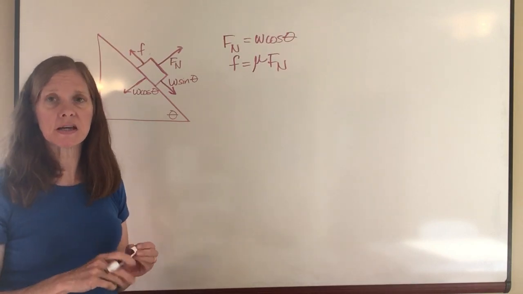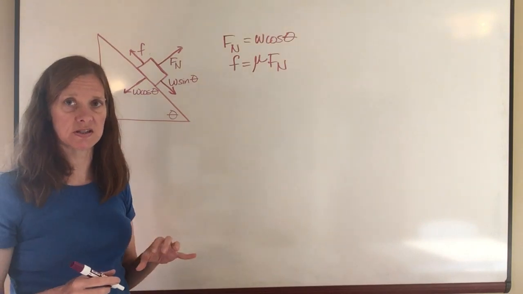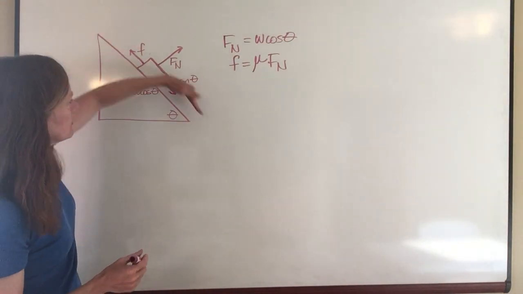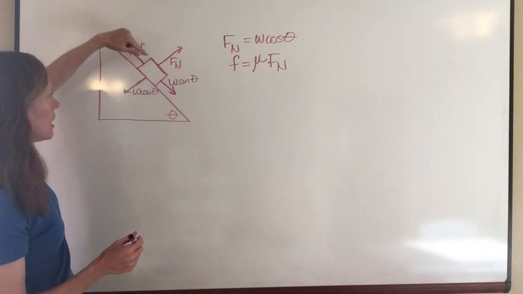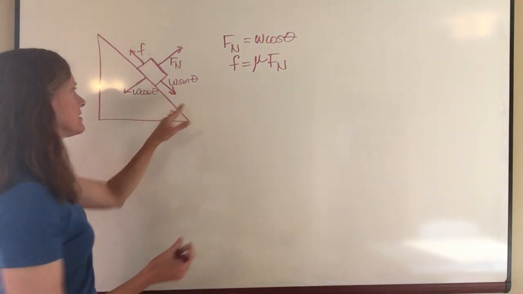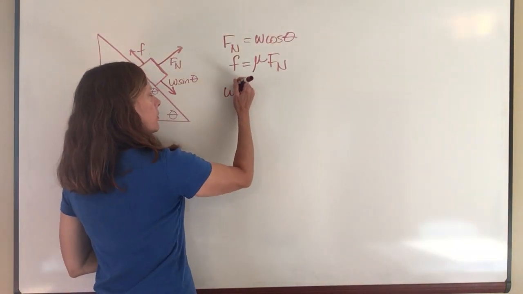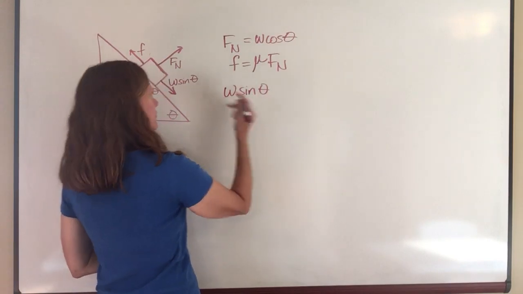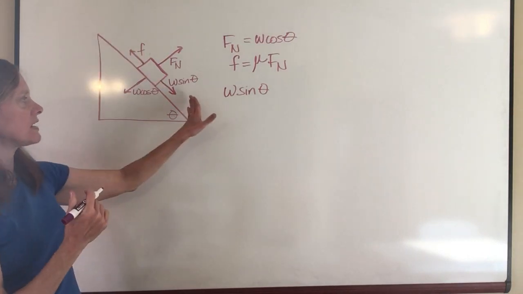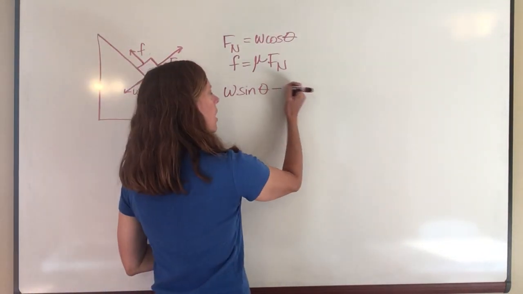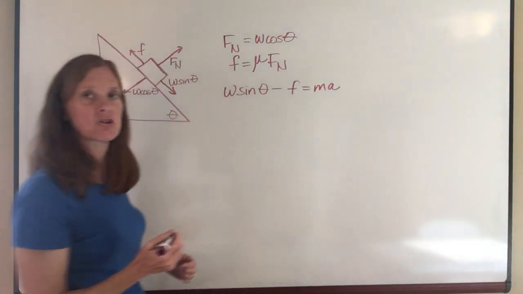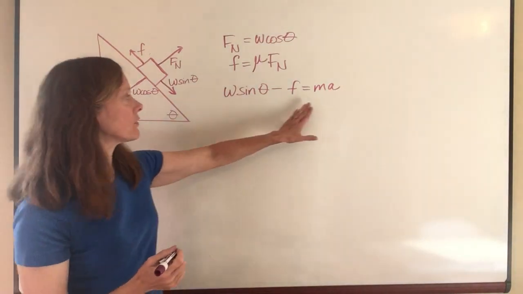Now, we know from Newton's second law that the sum of the forces is going to be equal to the mass times the acceleration. Well, if I look in the dimension of the motion, this is going to be the direction where the motion is. So what that means is that if I take the weight times the sine of theta, if it's moving this direction, I know that this force is going to be greater than this one. So if I take this force and subtract off the frictional force, that's going to give me the mass times the acceleration of the object, okay? So that's where this comes from.